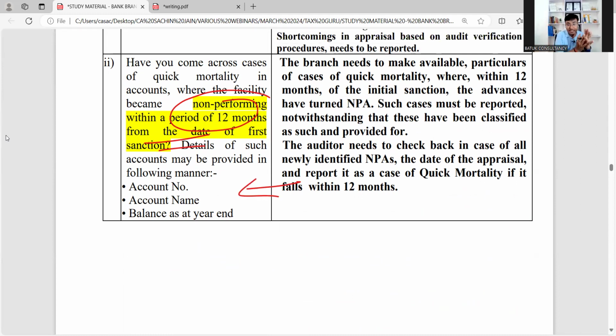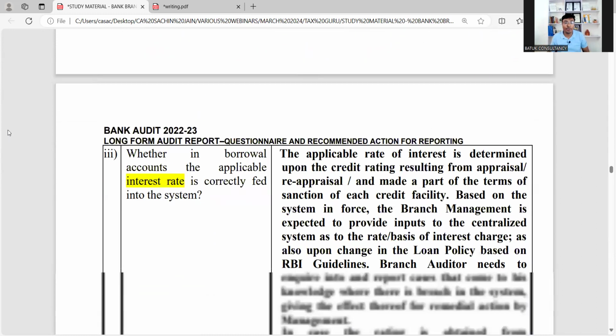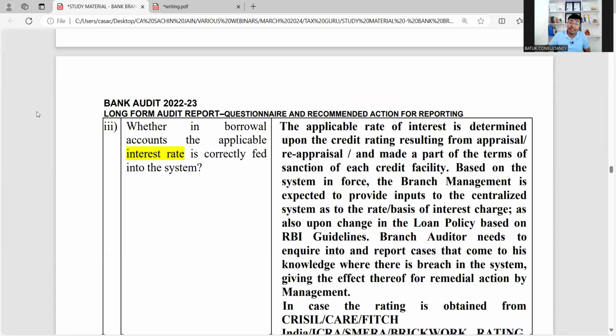Whatever discussion we have done in the last 2 days is completely based on the long form audit report, ICAI guidance note, and the RBI guidance note. We need to check that the interest rate is correctly fed in the system or not. We have already covered that the interest rate, they will say, is automatic, but if they feed the wrong code, there may be chances of wrong calculation of interest.